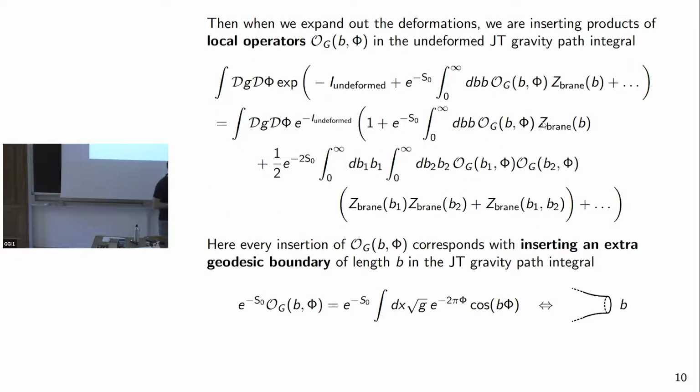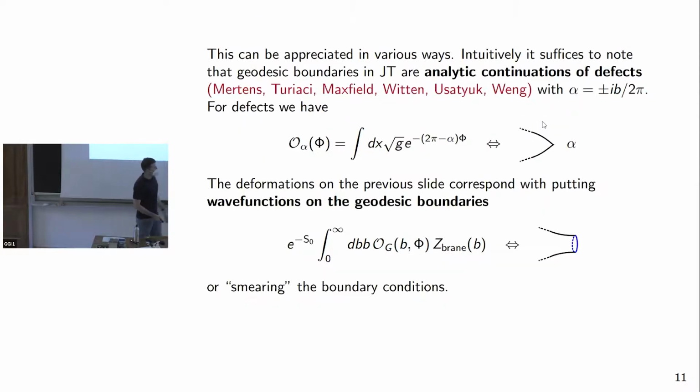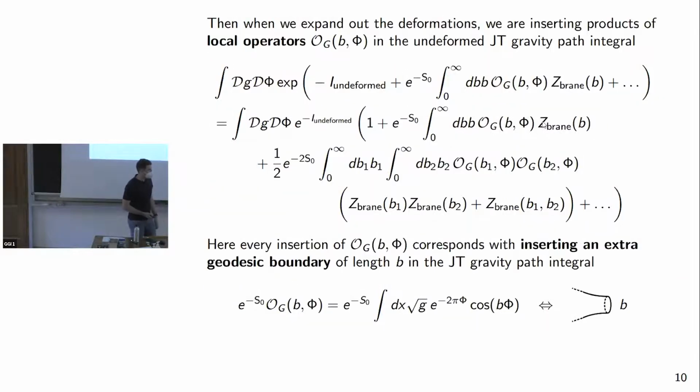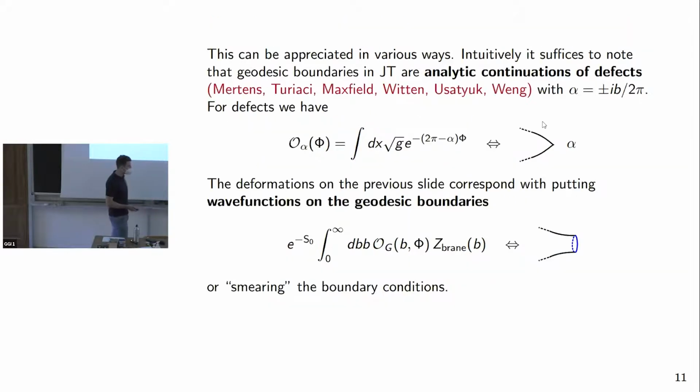And now the deformations on this previous slide, where I had these operators inserted with these wave functions. It means we have a geodesic boundary, and we integrate that with some wave function psi of b. And we color that boundary blue because, well, we like using multiple colors, I guess.